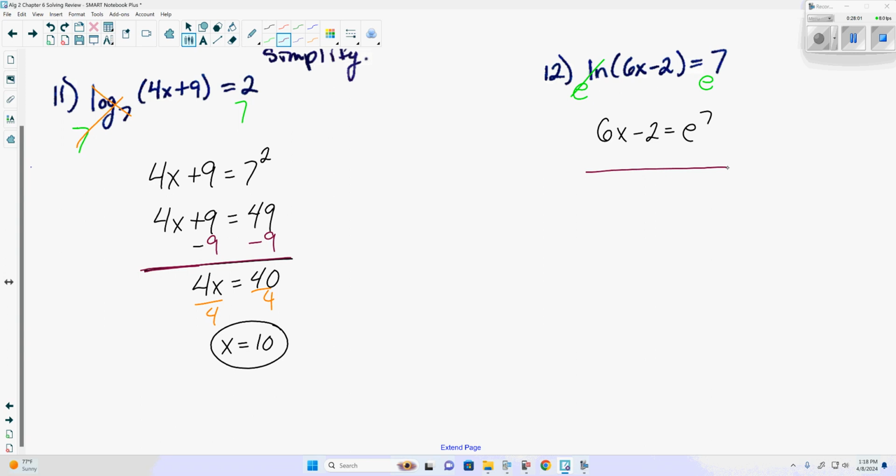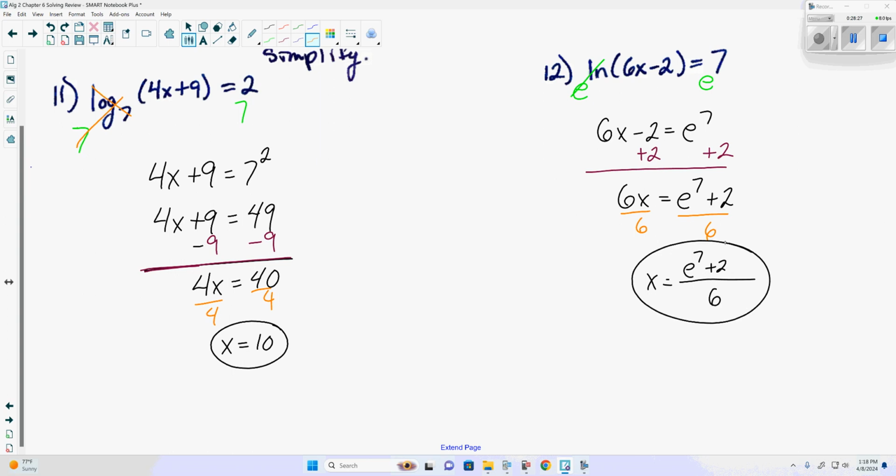The next thing we'll do is add 2, because since it's minus 2, we would indeed add 2. Now if it had been 6x plus 2, we would indeed subtract 2. Is x by itself? Divide by 6. So x is equal to e to the 7th plus 2 over 6. And that's it.